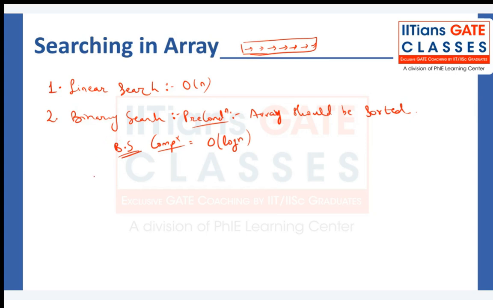Okay, let me ask you something. Does anyone know how this log n comes? We have looked at it a lot, even in our colleges, right? Binary search is log n. But would you like to know how exactly the log n comes, mathematically? Because anyway, if you say no, I'm going to tell you.